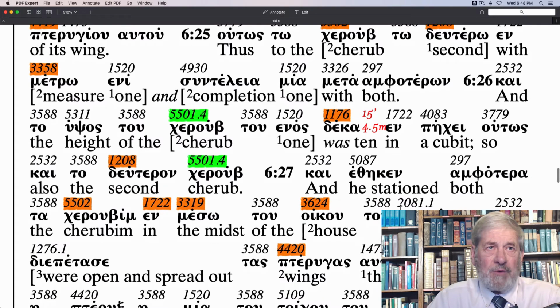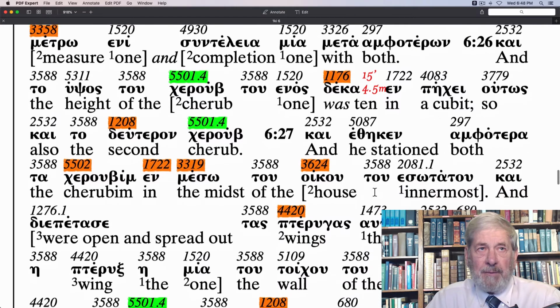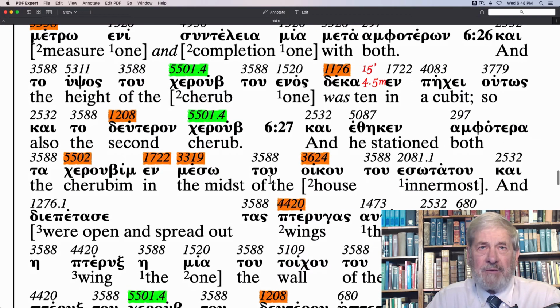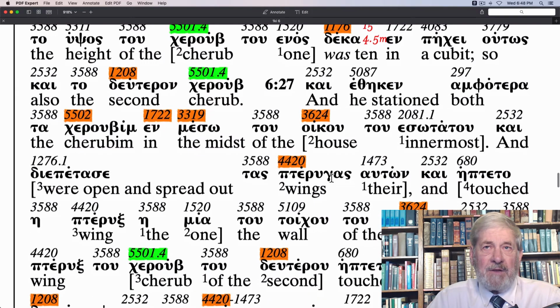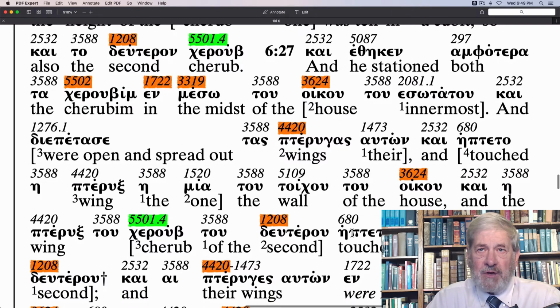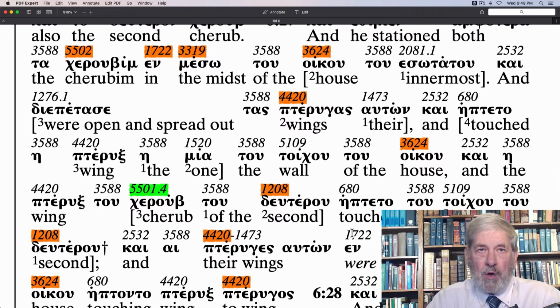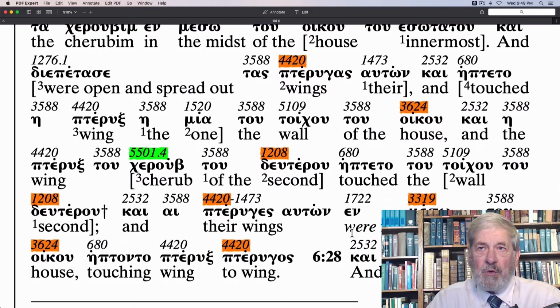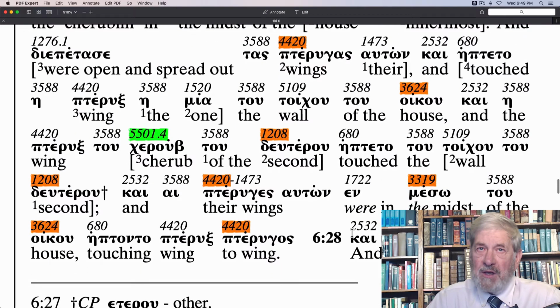Thus also to the second cherub, and he stationed both of the cherubim in the midst of the innermost house, the dabir, and their wings were open and spread out, and one wing touched the wall of the house, and the wing of the second cherub touched the second wall, and their wings were in the midst of the house, touching wing to wing.